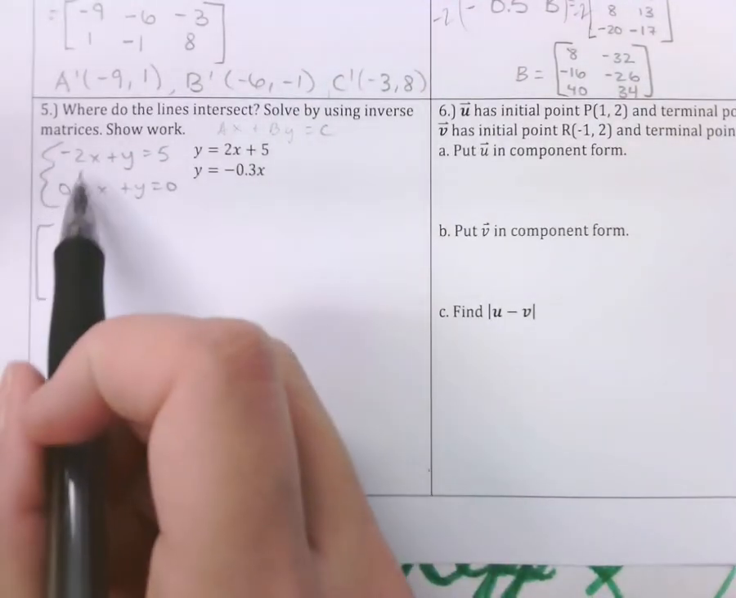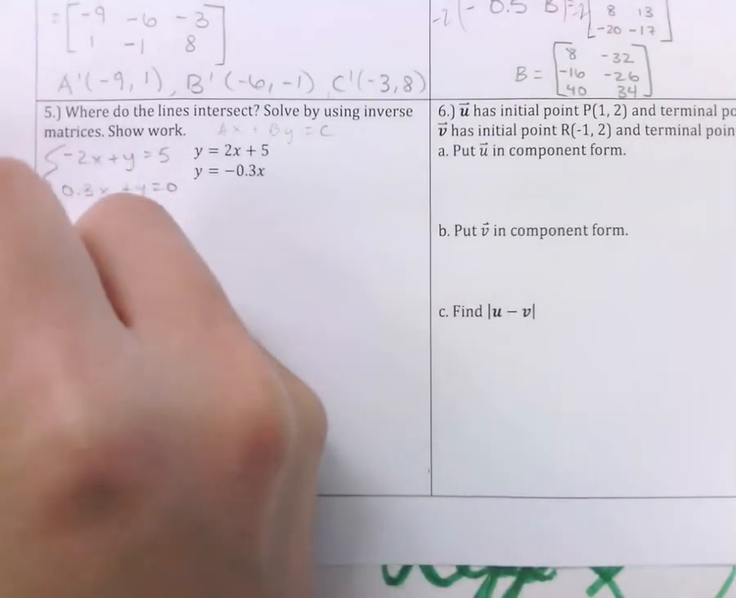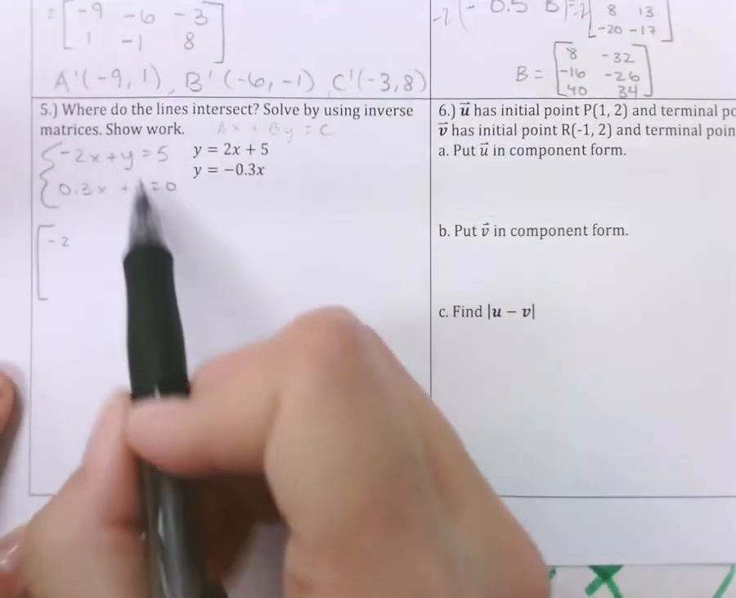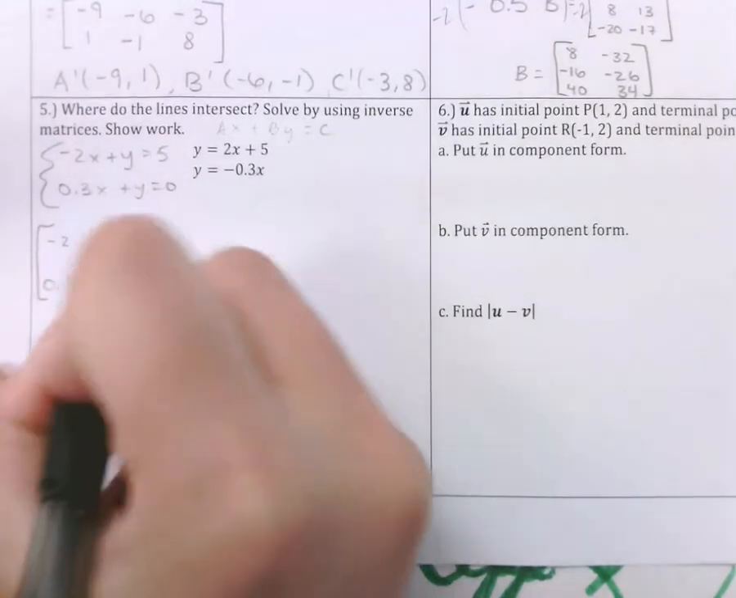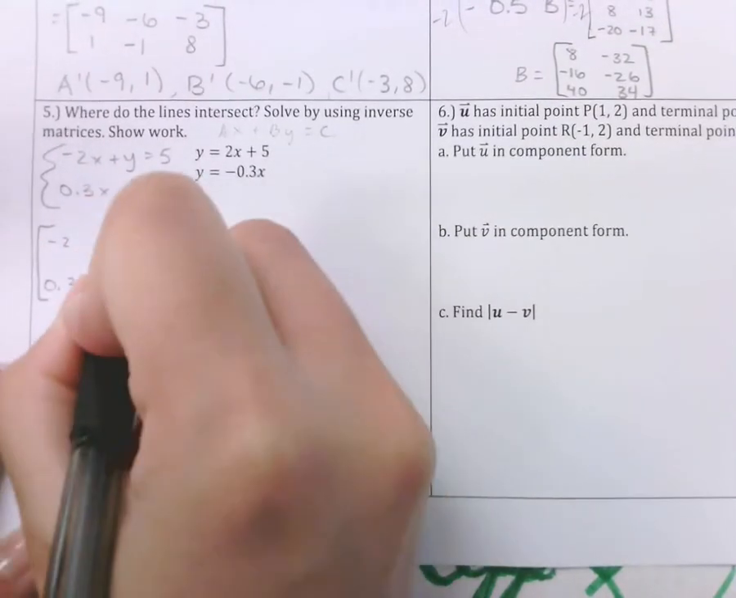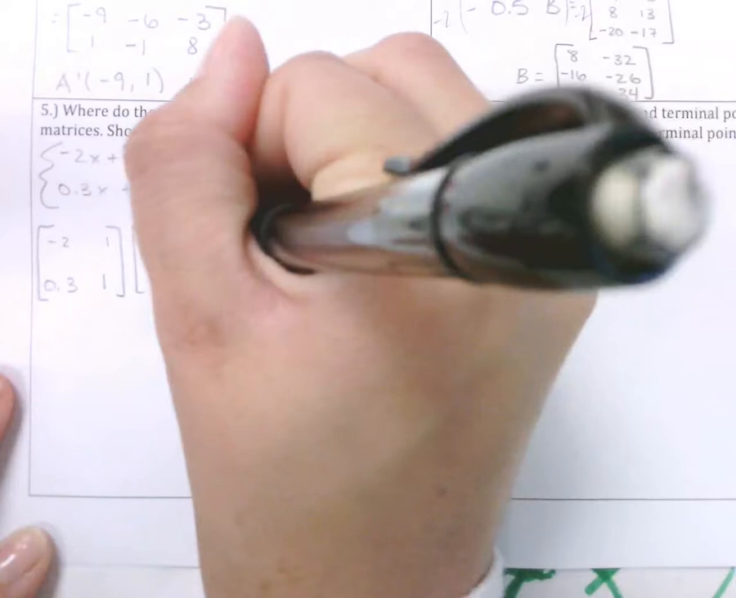So for this one, we would put all the coefficients in a coefficient matrix. So that would be negative 2. If you don't see a coefficient, it's 1. This is 0.3, and this is a 1. Then you put your variable matrix in, whatever variables they are, and then equals the constant matrix.